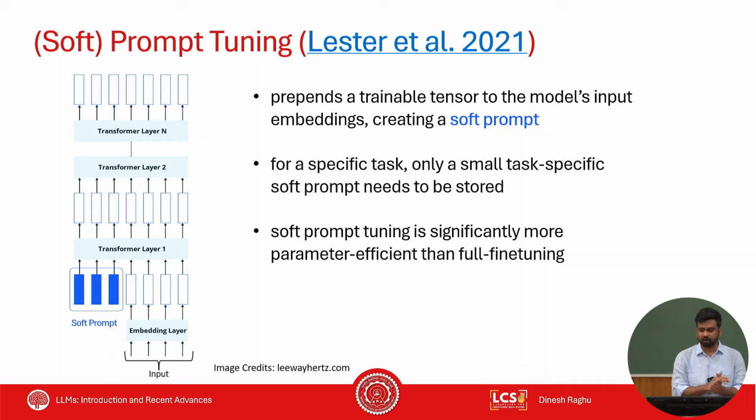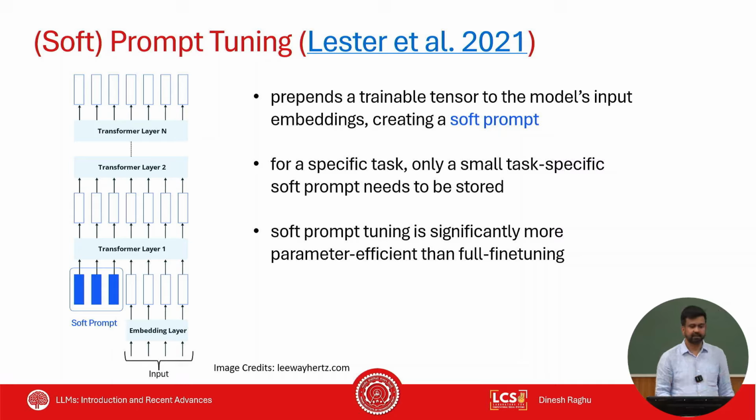So what Lester et al. thought was: if we have a large amount of input and output available with us, and it's easy for us to measure how good or bad the output is, then wouldn't it be easier for the model to learn this prompt by itself, right? So all they say is that you reserve certain tokens in your input for certain special tokens called the soft prompt, right? And the only trainable parameters in your model are this task specific prompt, right?